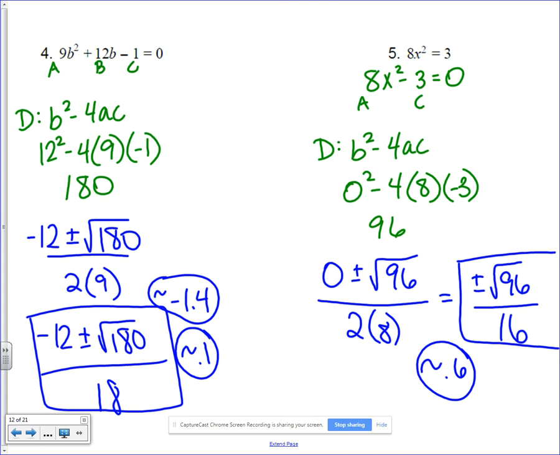Now, to do the other one, the minus sign right here just makes this negative. So it'll be negative square root of 96. Then whatever you get, divide that by 16. And it should be no surprise to you that it's the same number, just negative. The only thing we changed about it was putting that negative in front of it, right?